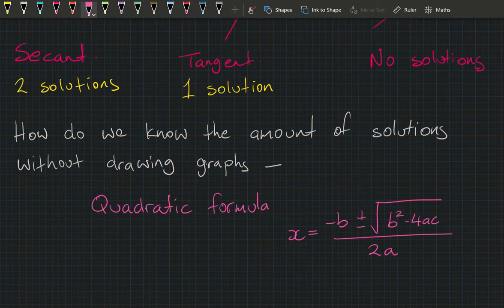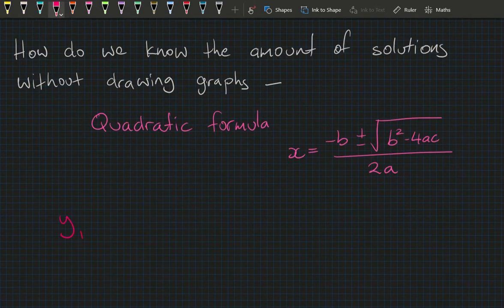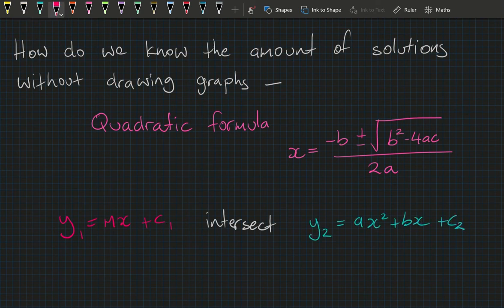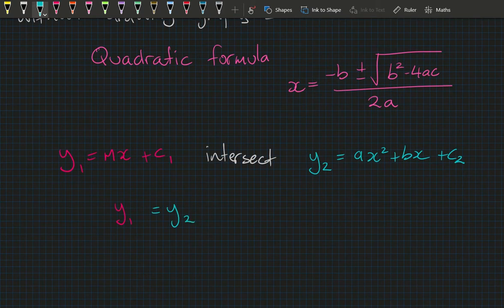Anyhow, let's make it about simultaneous equations with parabolas. Okay, so once again, for example, we're going to think about y1 equal to mx plus c1 intersecting with y2 equals ax squared plus bx plus c2. And we know that's going to happen when y1 is equal to y2.